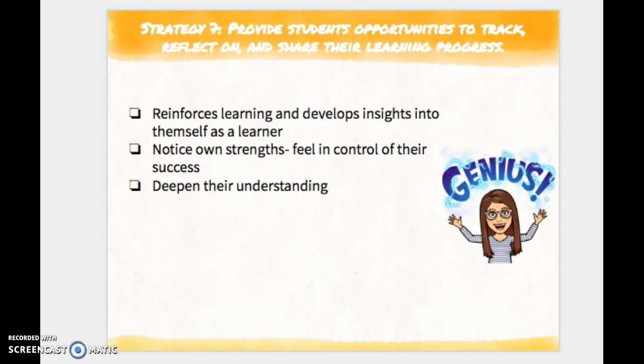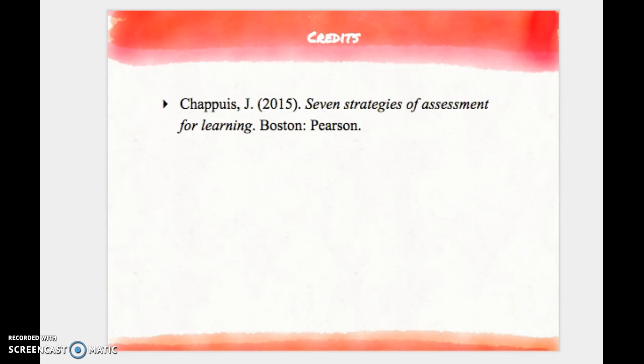And then number 7, which is to provide students opportunities to track, reflect, and share their learning process. This is a huge part of all the strategies coming together basically to really truly deepen their understanding. And I would love to incorporate this more into my classroom.